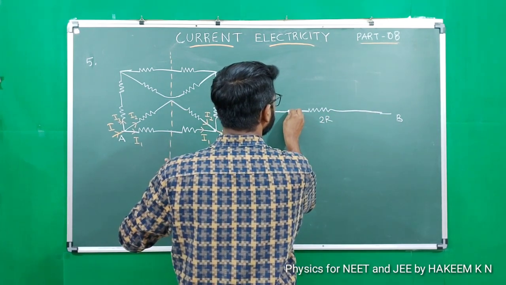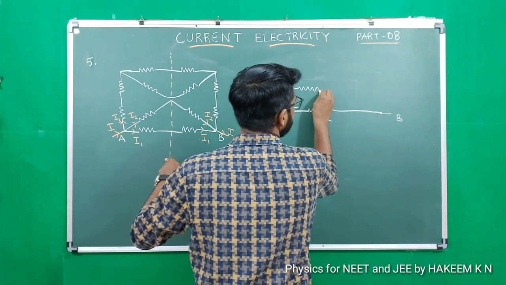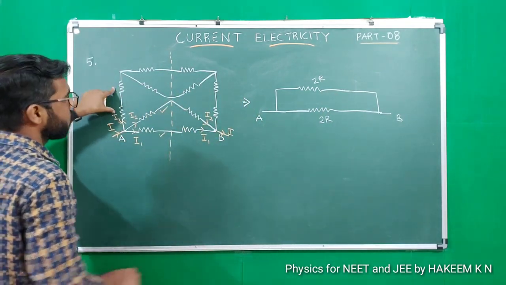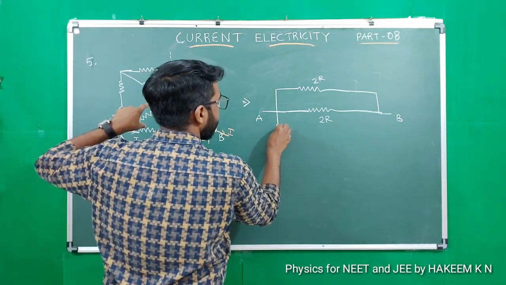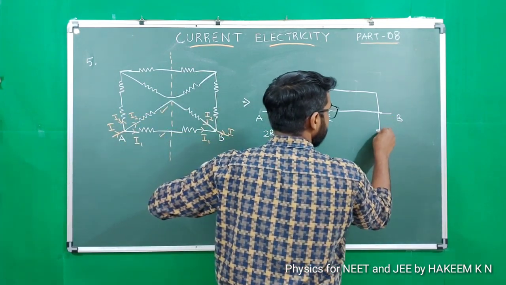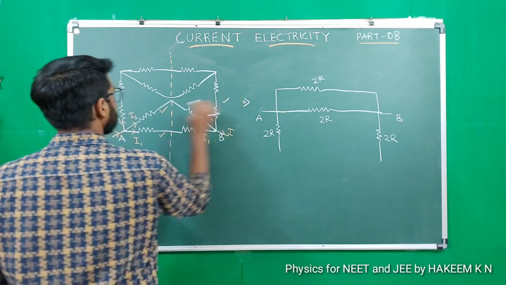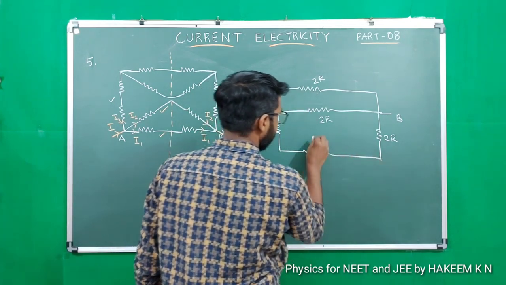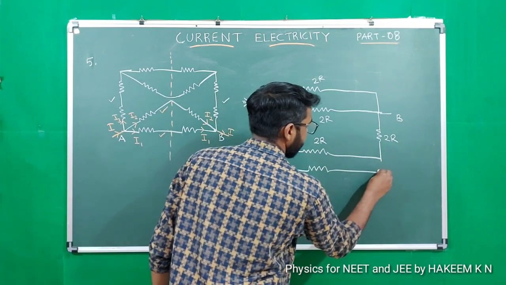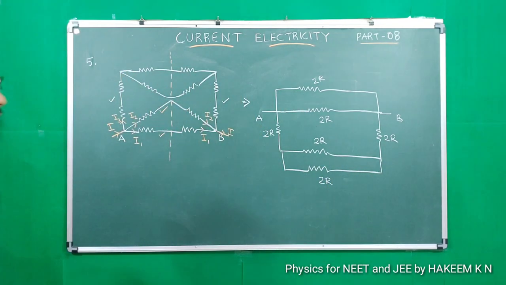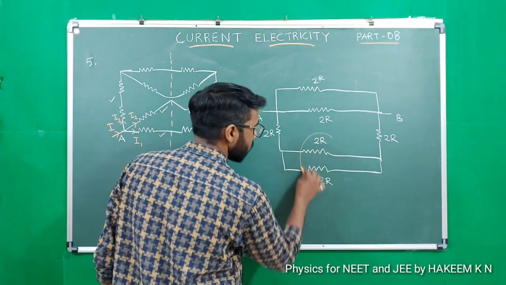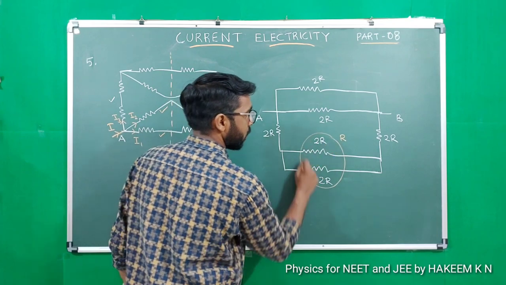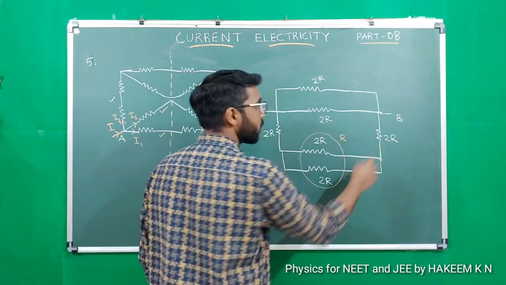2R. These two arms are over. Next here 2R, here 2R from A, 2R, and also from B there is 2R. These are over. Now here 2R, 2R parallel, we will get R here. Then this 2R, here R, and this 2R are in series. 2R plus R plus 2R, we will get 5R.